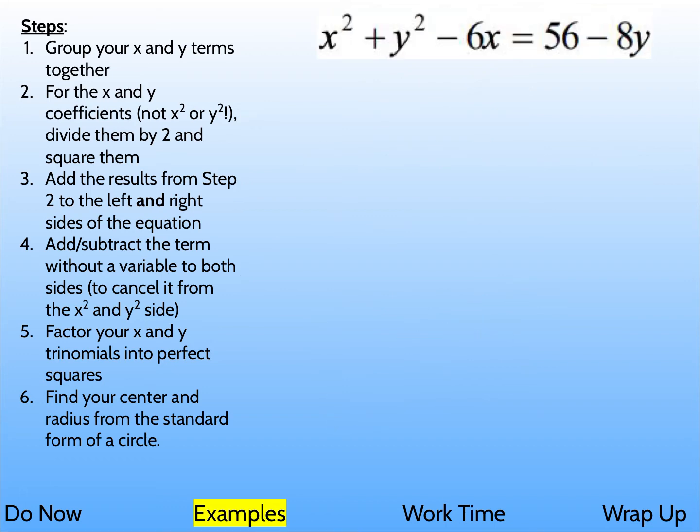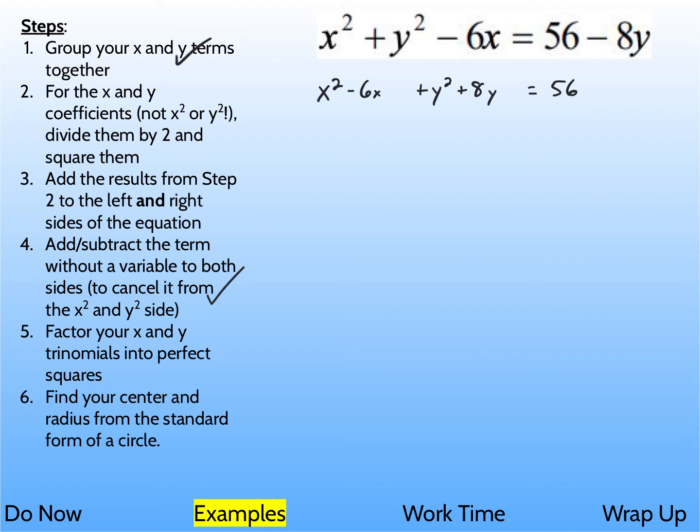Okay, so we're going to do the same exact things, except one quick little twist first. You see how this negative 8y is on the right side? We have to move that over to the left side. Now actually this 56 part we can leave on the right because that is step 4. So they took care of step 4 for us already. So let's add 8y to both sides and group them together. So we have x squared minus 6x plus y squared plus 8y equals 56. And boom, we've grouped them.